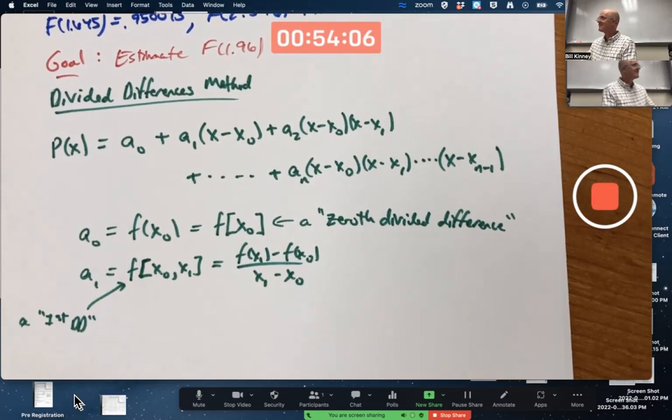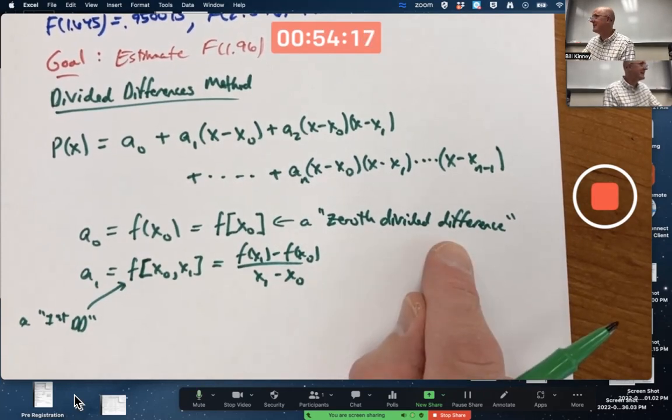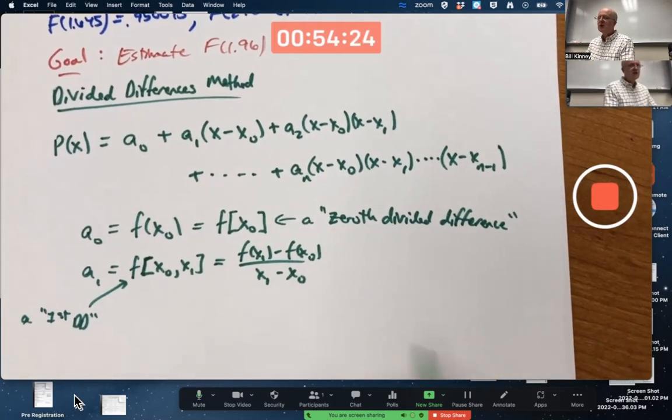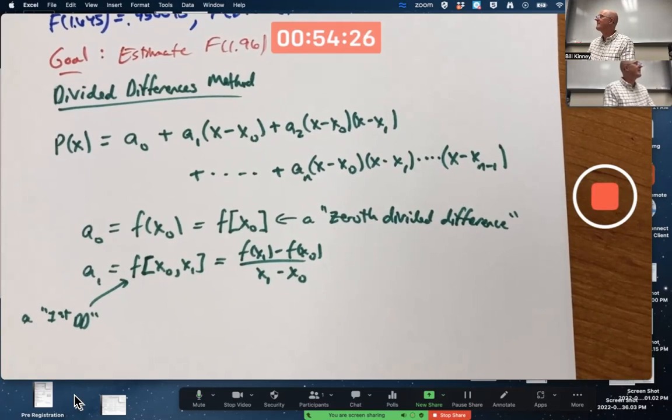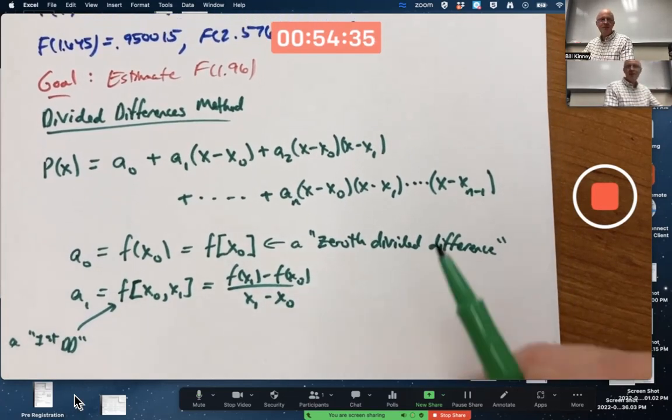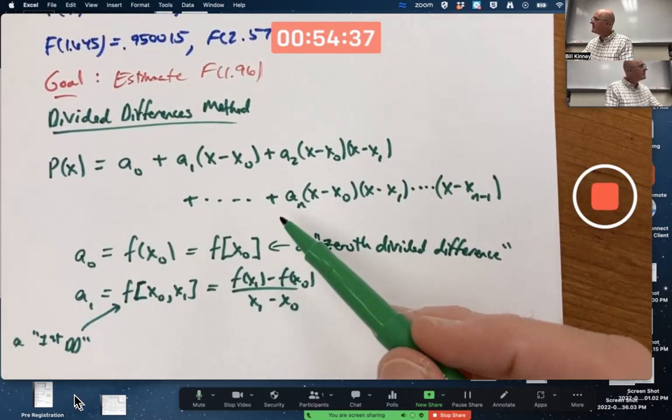No calculus here. In calculus, it's funny, we call this a difference quotient, a quotient of differences. Here we call it a divided difference, a division of differences, right? Quotient is synonymous with division. Okay. It turns out that's what A1 equals, through slightly complicated algebra. You can solve for A1.